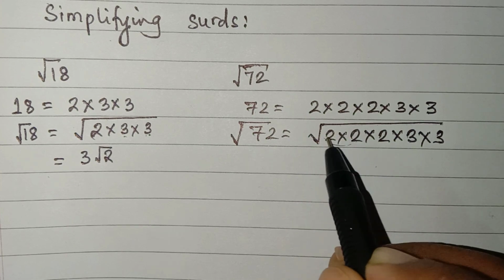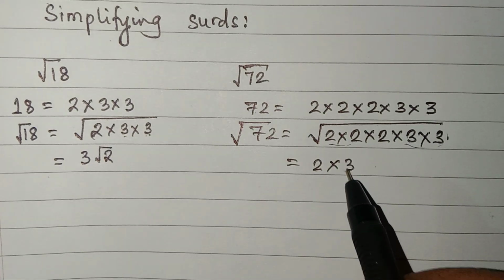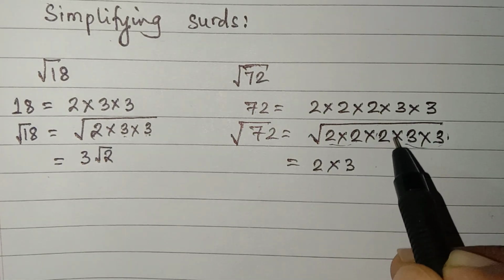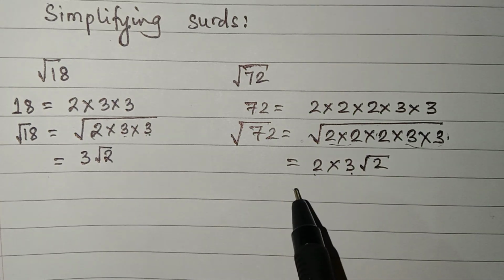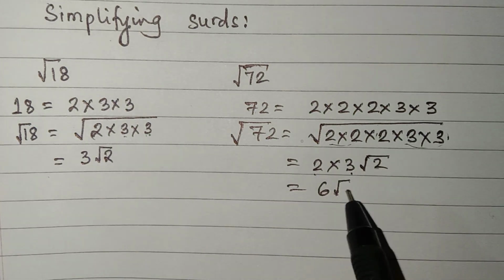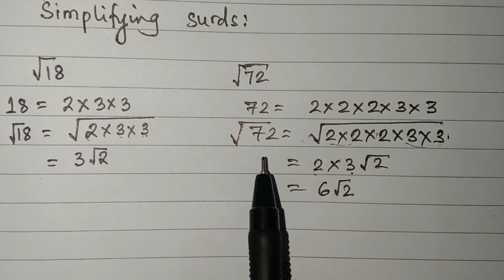A pair of 2 is there, so we get 2. A pair of 3 is there, so we get 3. The remaining 2 is alone, so it remains inside the root. Now 2 times 3 is 6, so we get 6 root 2. This is the simplified form of root 72.